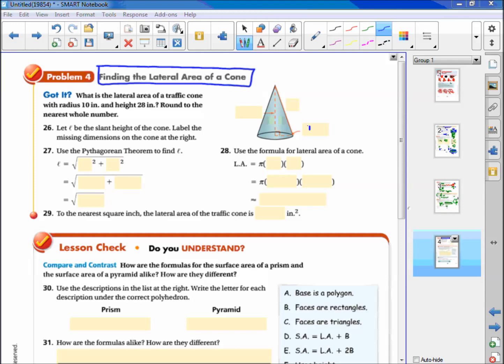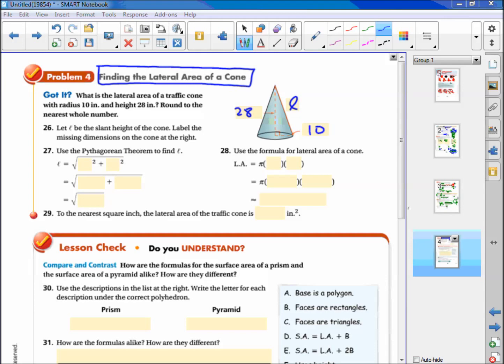All right, so we know our radius is going to be 10 and a height of 28. So there's the height of 28. We're going to round this to the nearest whole number. So we're going to let L be the slant height. We don't know what the slant height is, so we'll put an L there, and label all of our dimensions.